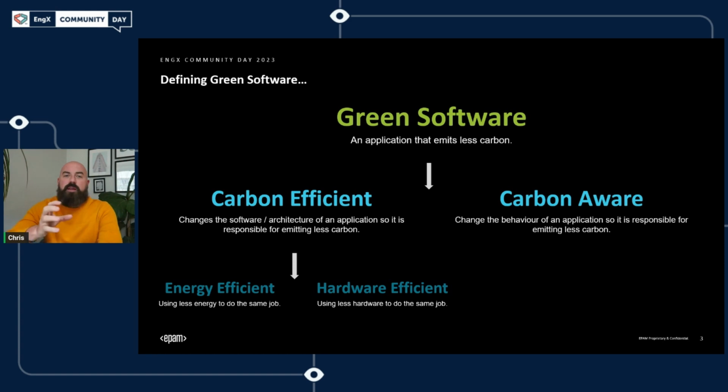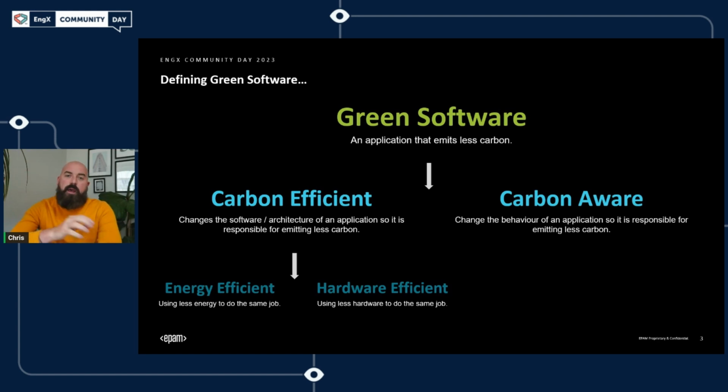And there are two key things that drive green software, or give it its kind of body, if you like. One is that it's carbon efficient. So this is about changing the architecture of the application to be responsible for emitting less carbon. And it's also carbon aware. And this is the area I get very excited about. And there's a big section on carbon awareness later, about changing the physical behavior of the application to understand how it's working and where it's working and when it's working, to be aware of the carbon that's in use, if you like.